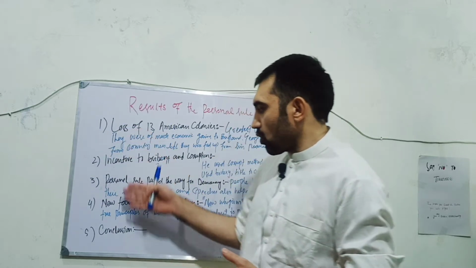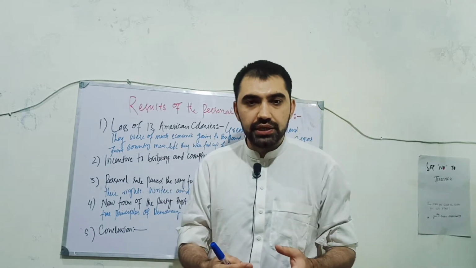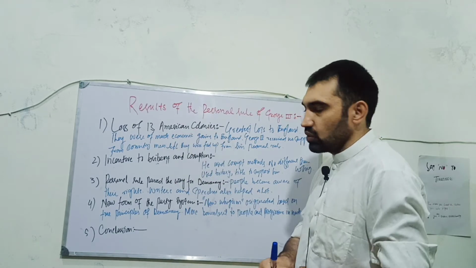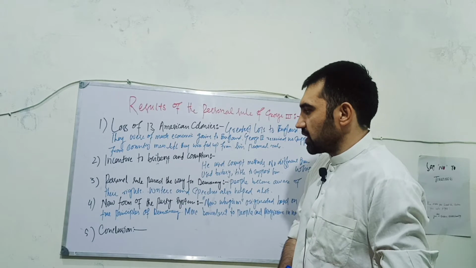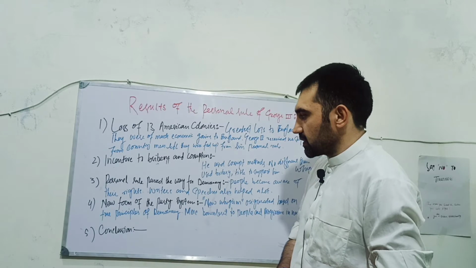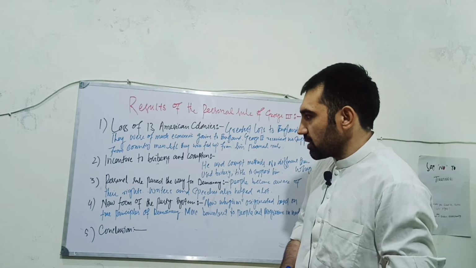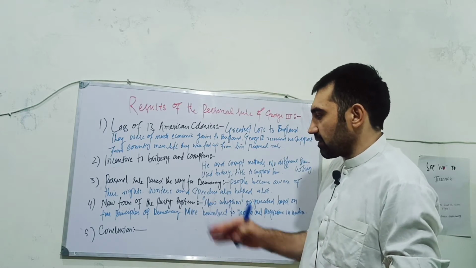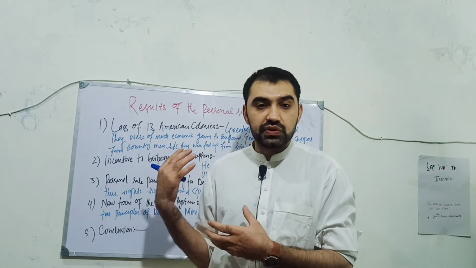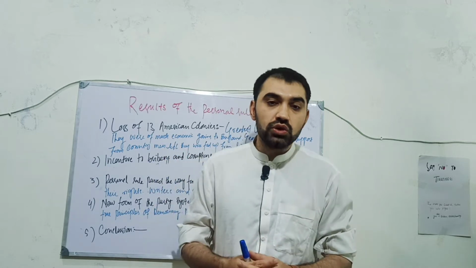These are four important results that we will talk about in detail. The first is the loss of 13 American colonies. The second is incentive to bribery and corruption. The third is that the personal rule paved the way for democracy. And the fourth result is a new form of the party system. So these were the outcomes which came out as a result of the personal rule of George III.